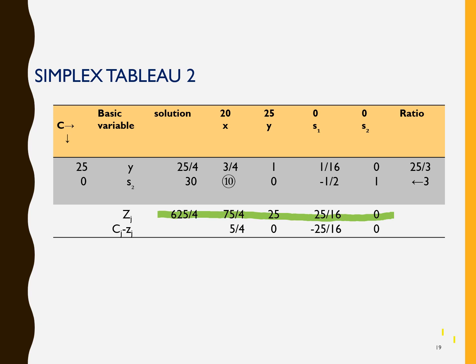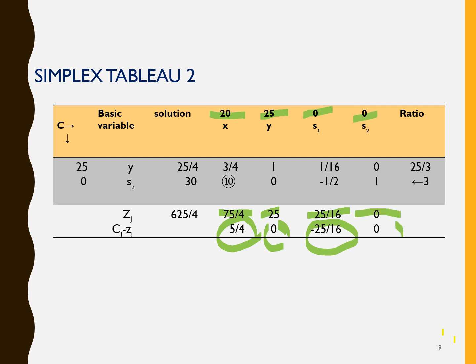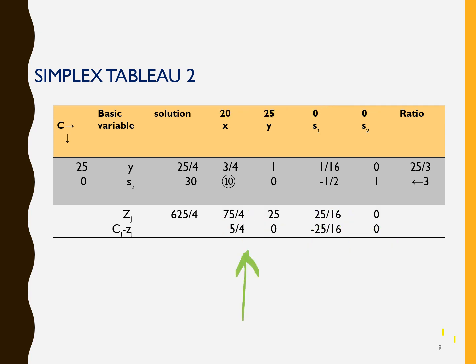Next, we have to determine Cj minus Zj. We subtract this 20 from 75 by 4. That makes a total of 5 by 4. Similarly, we have 25, we subtract 25 and we get a 0. Next case, we have a 0, we subtract this and we get minus 25 by 16. 0 subtract 0, a total of a 0. So we have the highest number in Cj minus Zj as 5 by 4. That makes this column the key column.